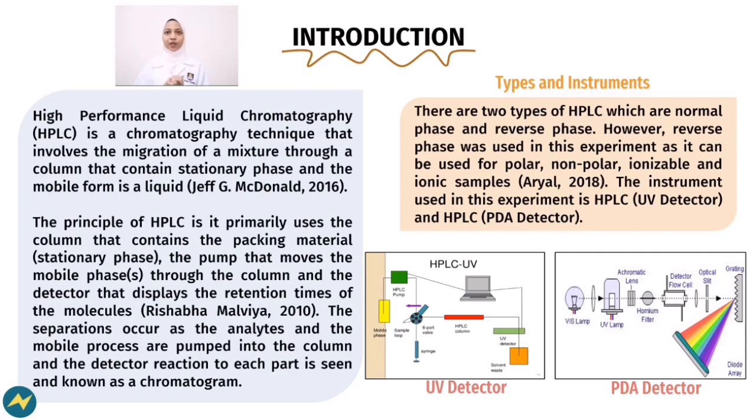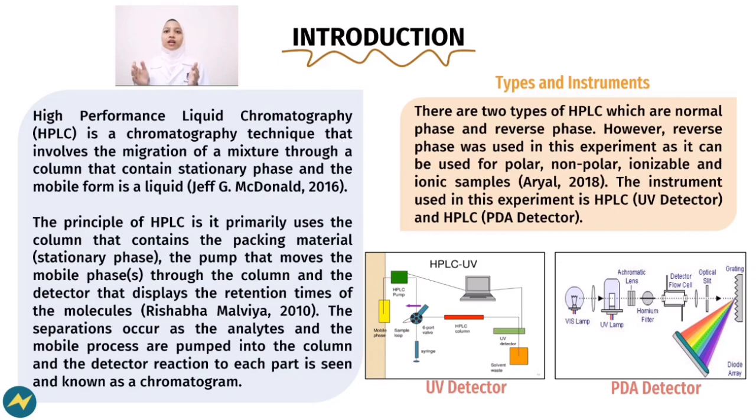High Performance Liquid Chromatography, HPLC, is a chromatography technique that involves the migration of a mixture through a column that contains the stationary phase, and the mobile phase is a liquid. The principle of HPLC is that it primarily uses the column that contains the packing material, which is the stationary phase, the pump that moves the mobile phase through the column, and the detector that displays the retention times of the molecules.